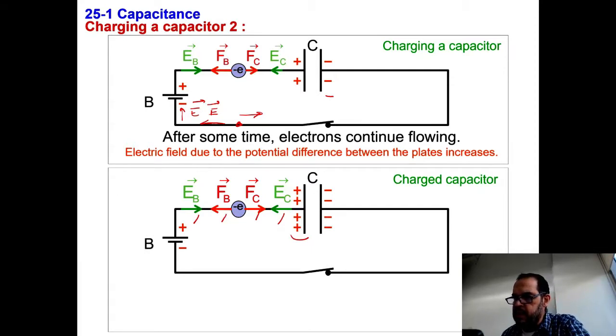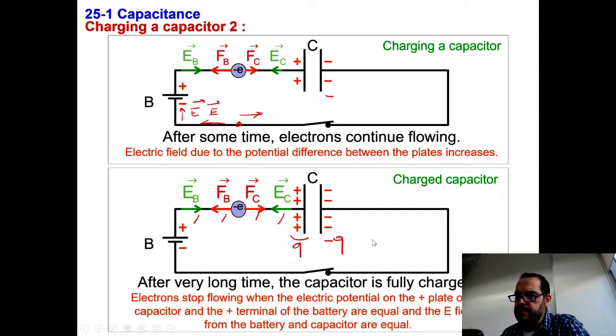In that case, we say the capacitor is fully charged, so we will have an accumulation of charge of Q here and minus Q on this side. So this is charging a capacitor. After a long time, the capacitor is fully charged. Electrons stop flowing when the electric potential on the positive plate of the capacitor and the positive terminal of the battery are equal, and the electric fields from the battery and the capacitor are equal.